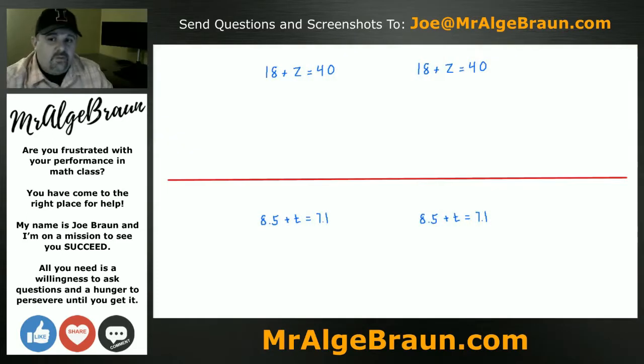So let's go ahead and jump in. I've got two problems here for us. In this top problem, we have a basic one going on here. We are adding 18 to z. It's kind of flipped around, but it's positive.